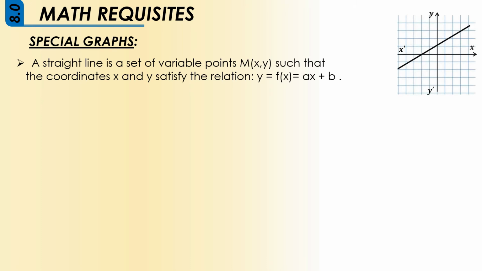Another section goes towards graphing, and in particular, three specific types of graphs. First, the straight line. What is a straight line? A straight line simply is a set of variable points M(x, y), in which x and y are variables, such that the coordinates x and y are related by the relation y equals ax plus b. If you remember, a is called the slope, while b is called the y-intercept.